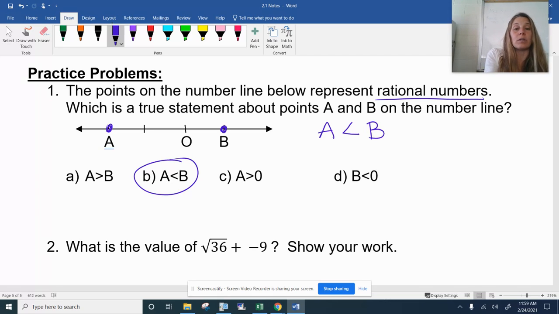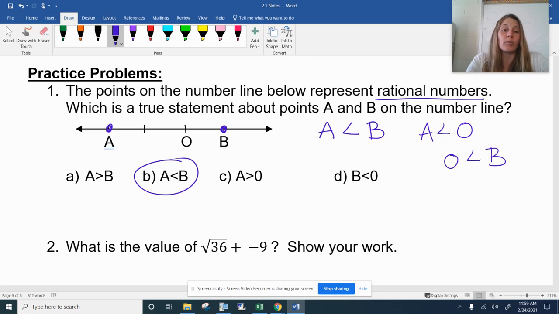Okay, other things you could do is you could say A is less than 0, right? Because A is to the left. You could also say 0 is less than B. Those would be acceptable options as well, but they're not available as choices.